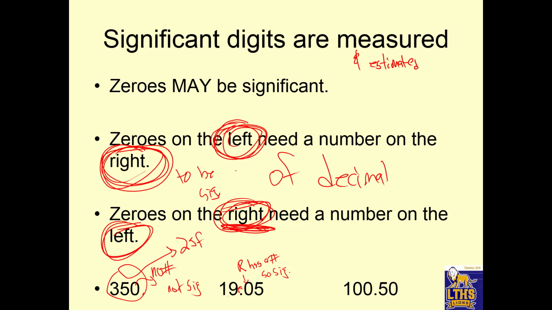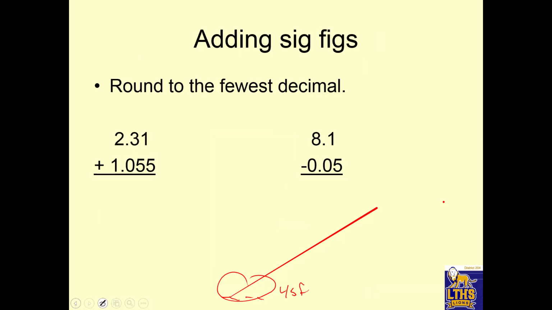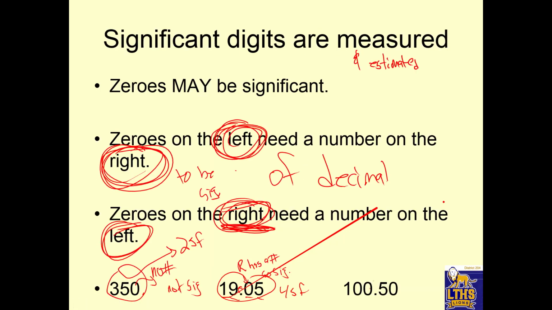So that means I have 1, 2, 3, 4. This one has 4 sig figs. Oh man, look here. This is a 0 on the left of the decimal. It needs a number on its right, and it has one. Yes. This is a non-zero number, 1, so it's going to be there.